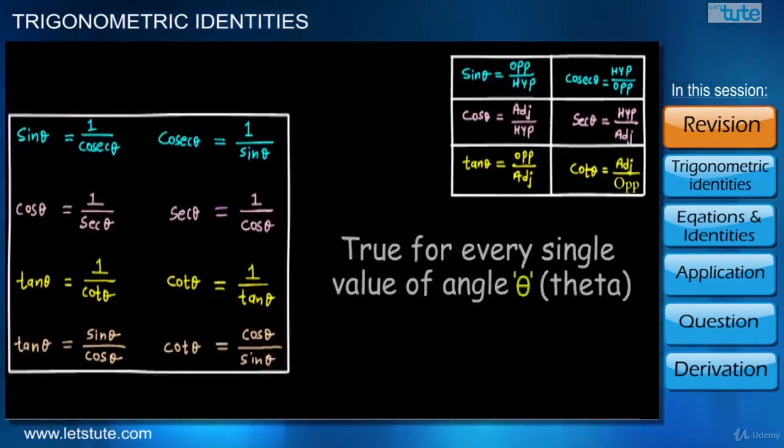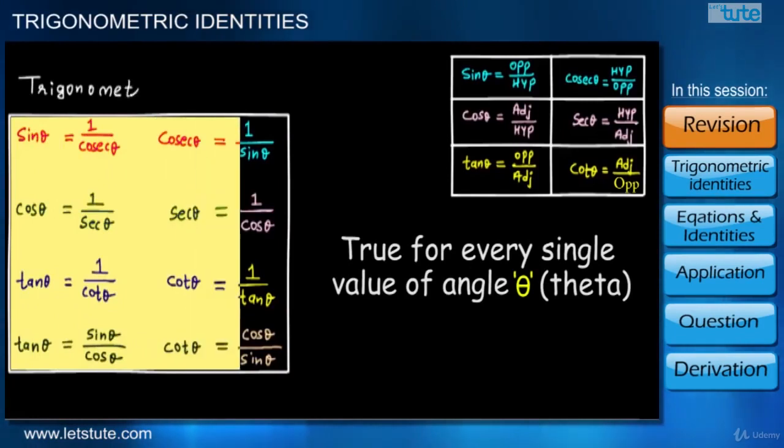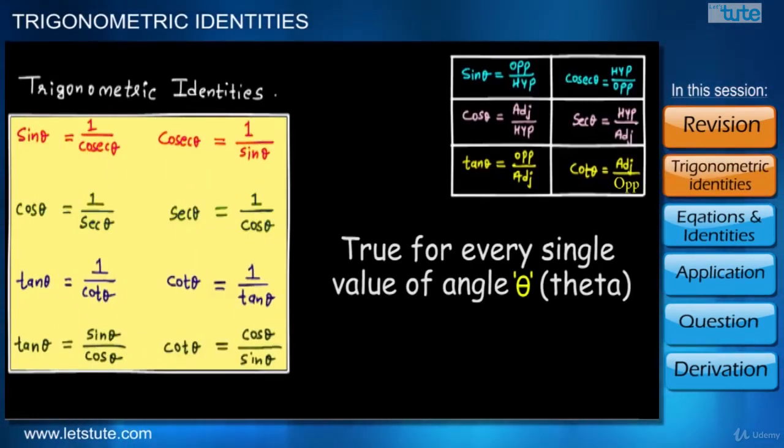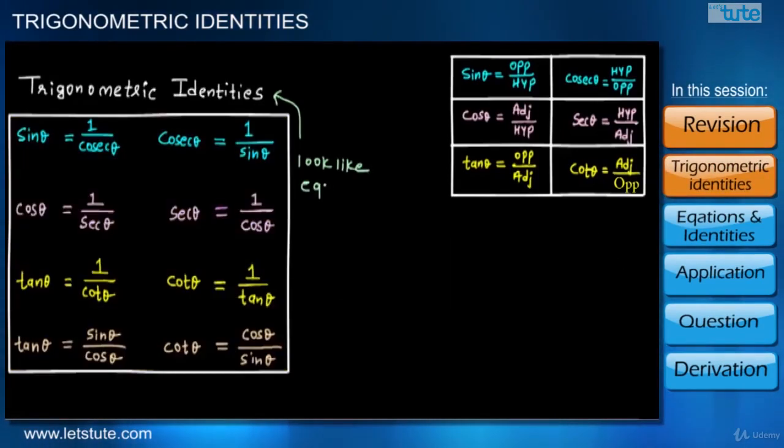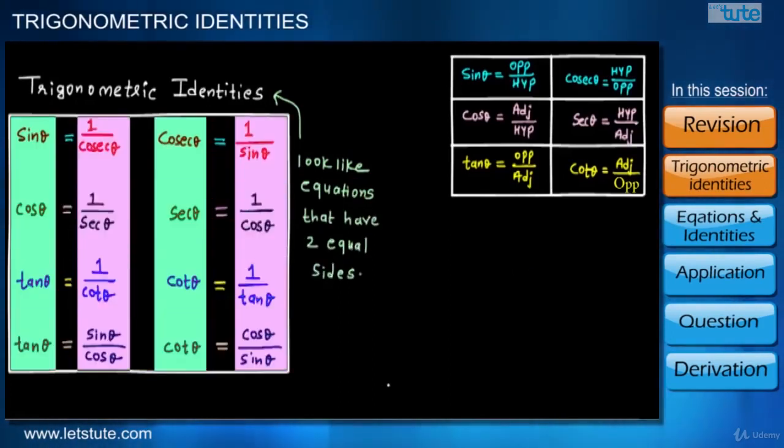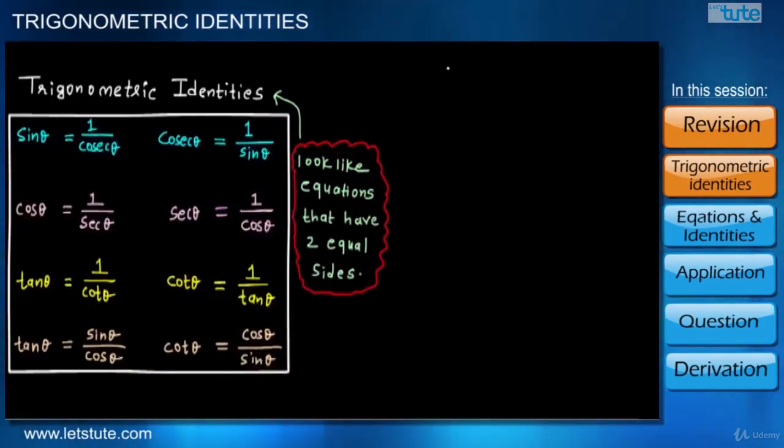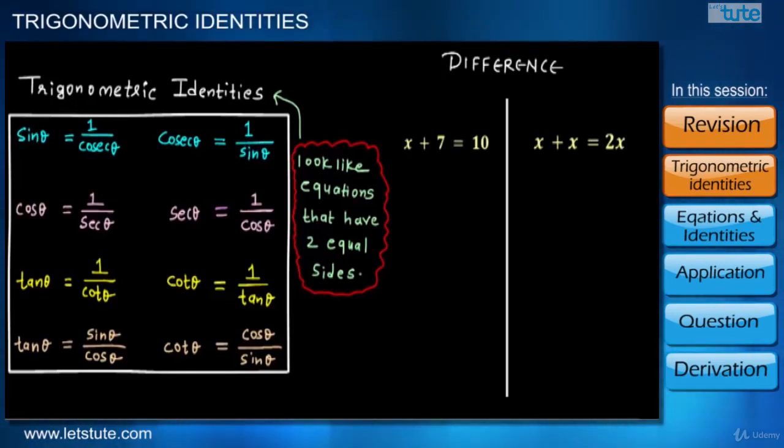These relations are true for every single value of theta and are called trigonometric identities. Identities look like equations that have 2 equal sides. So please remember, there is difference between an equation and an identity. To understand the difference completely, look at these 2 expressions.